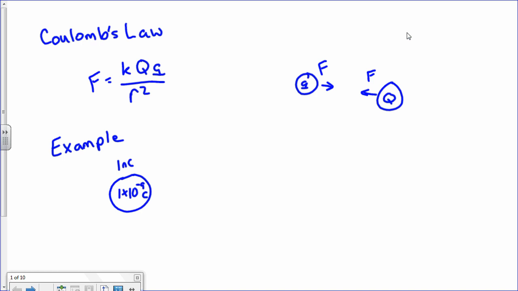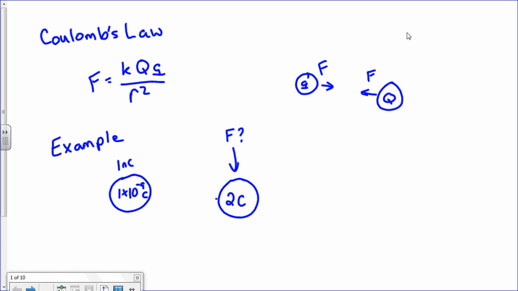So let's say I have a 1 nanocoulomb charge, and then just to make the math easy, I'm going to call this a 2 coulomb charge. And I want to know what is the force acting on this charge. So what is the force acting on that charge? First of all, the question I want to ask myself is, what is the direction of the force on this charge?